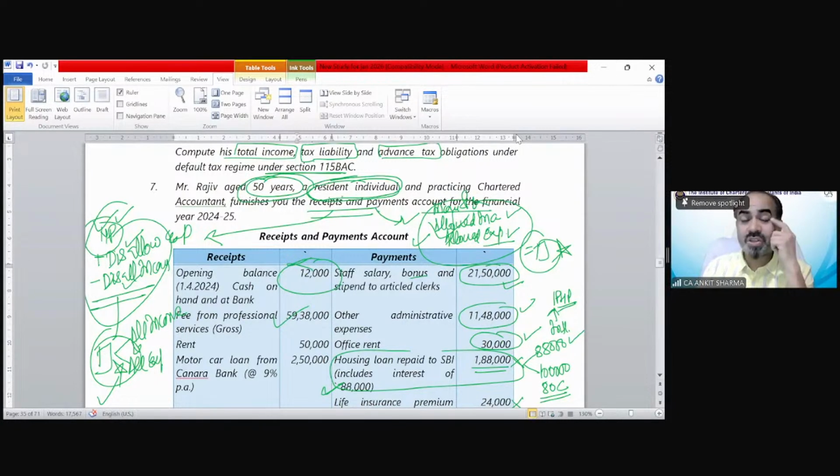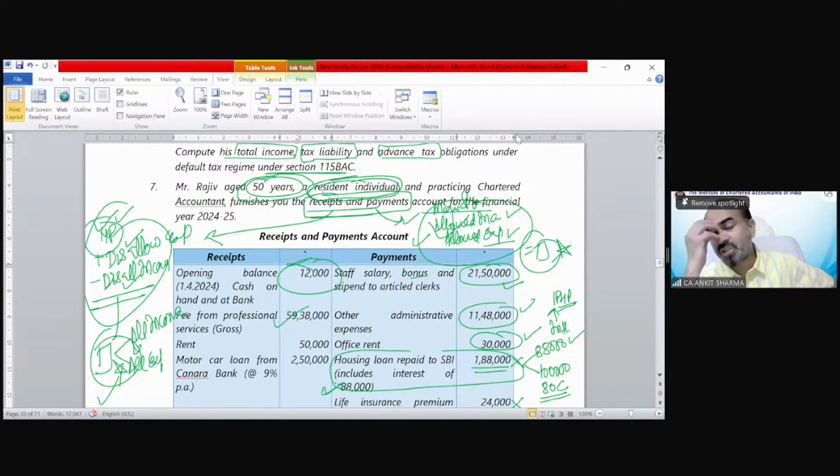Because in this question, there is no requirement of tax calculation. Otherwise, these things could be relevant for me. As soon as the question says receipt and payment, I have marked it down. So before solving the question, you have to understand the question. Just try, do not fear the question.